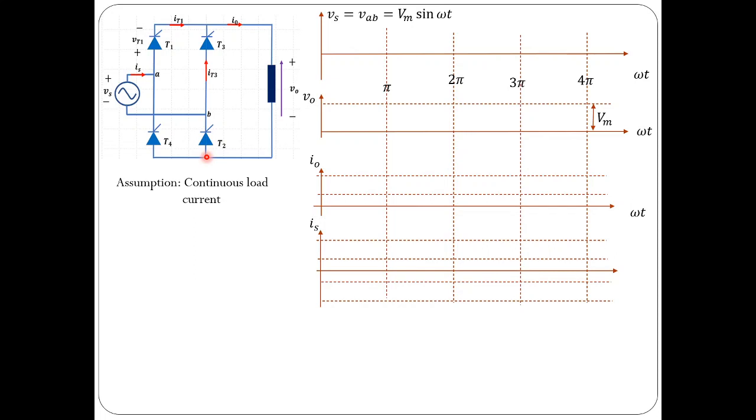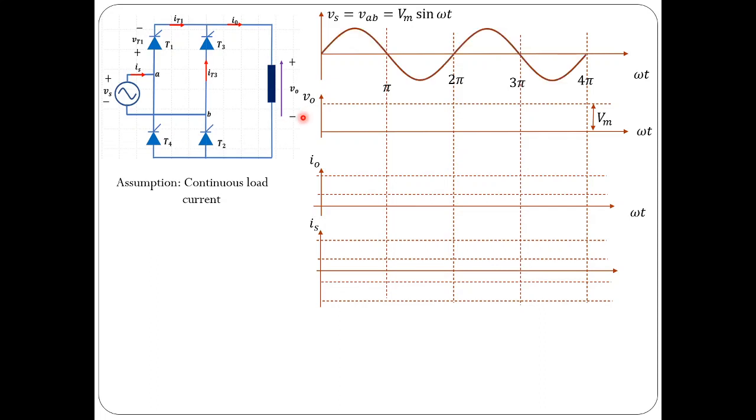Of course, in order to turn on, you have to apply a gate pulse also, apart from forward biasing the thyristor. Unlike diodes, which are uncontrolled switches, thyristors are controlled switches, semi-controlled switches. In order to turn one on, you have to apply forward bias voltage and you also need to apply a gate pulse.